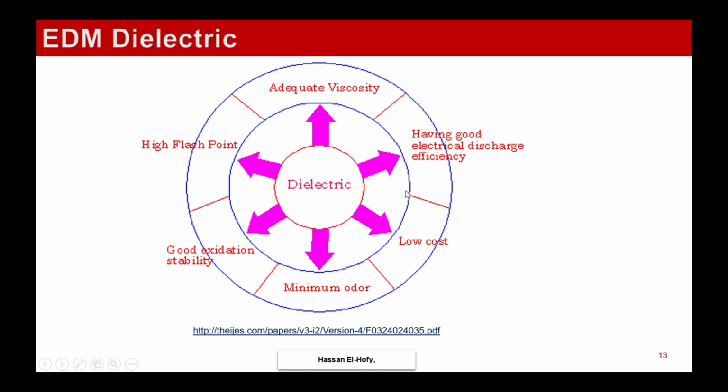The dielectric used in EDM should possess adequate viscosity, high flash point, good oxidation stability, minimum odor, low cost, and good electrical discharge efficiency.